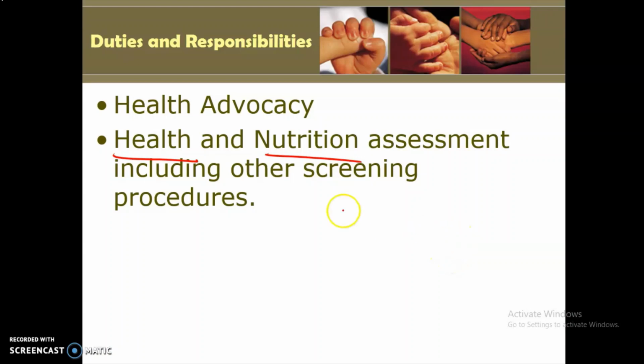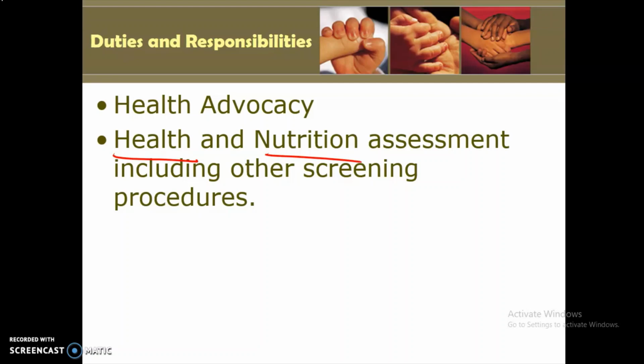Okay, that's why we need to do your health and nutritional assessment, this to include your screening procedures, in order for us to prevent the school populace from acquiring conditions that can affect their performance, in terms of the personnel, and of course in terms of the students, their performance in their classroom. Okay, that's why we need to assess that. We're going to discuss more on this.